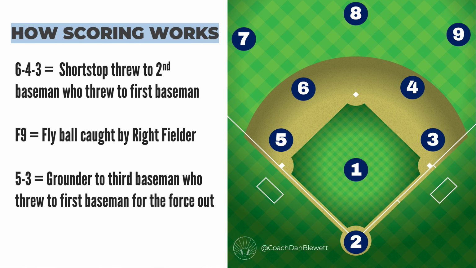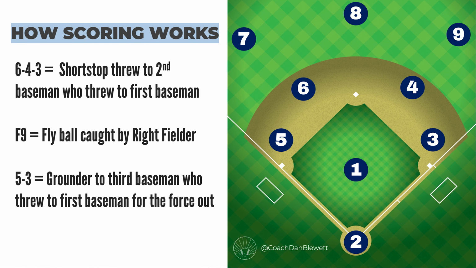So when you're looking at how the scoring works, if you want to do the scorecard in the stands while you're watching a game, or if you're a coach, what you need to understand is that a fly ball that's caught by a player making the put out, so a fly ball to center field, would be an F8. A fly ball to right field would be F9. A fly ball caught by the catcher would be F2.